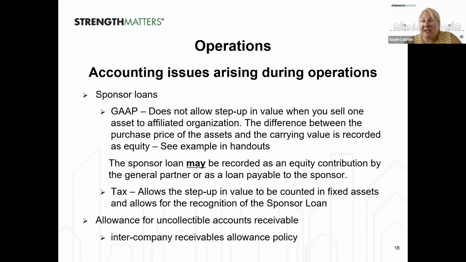But understand, if you really want to understand the economics of your transaction, do not look at the GAAP financial statements, do look at the tax returns. Right. There may also be other lenders who would require a GAAP financial statement. So you also need to make sure that you know that.